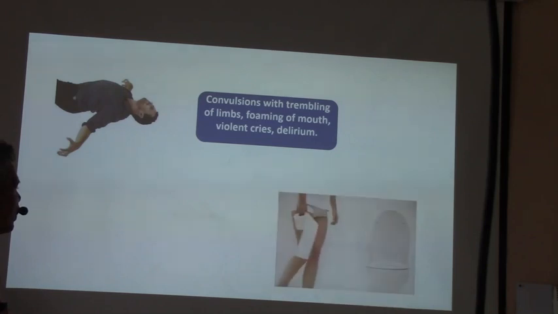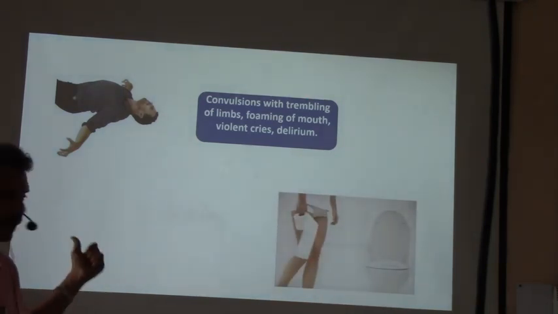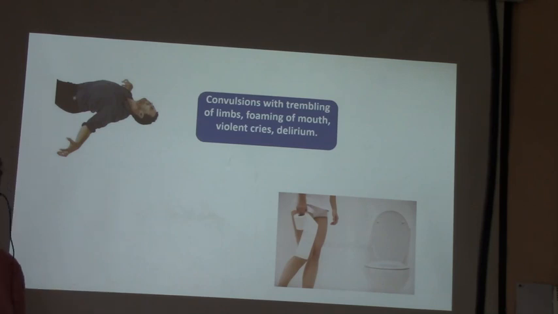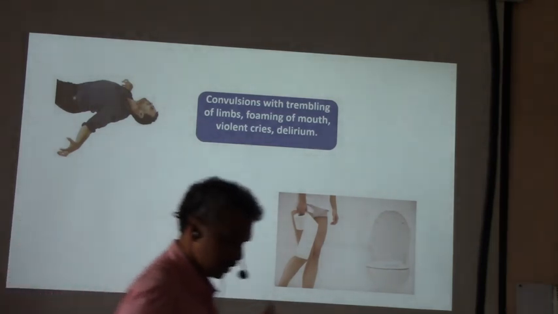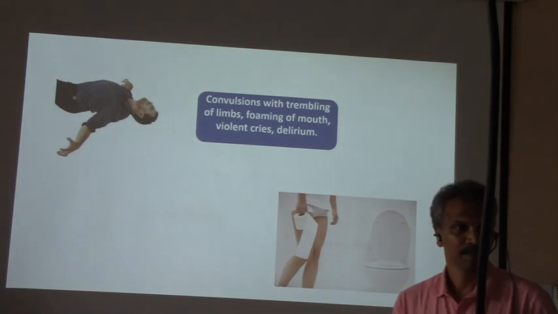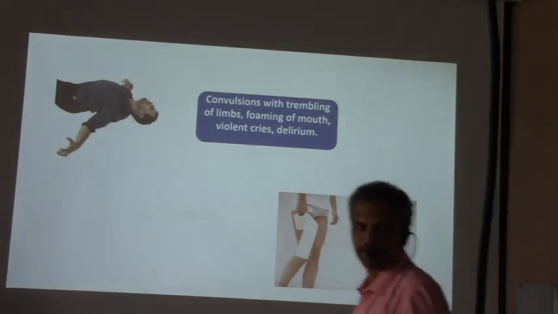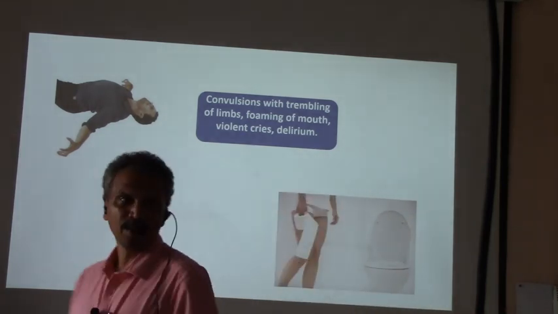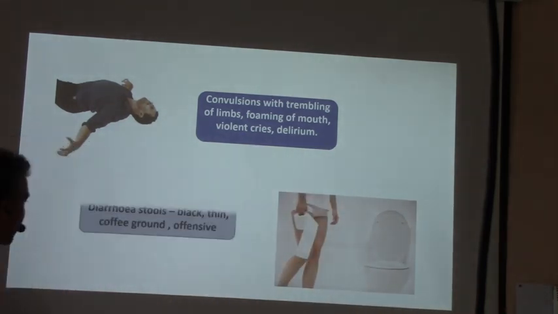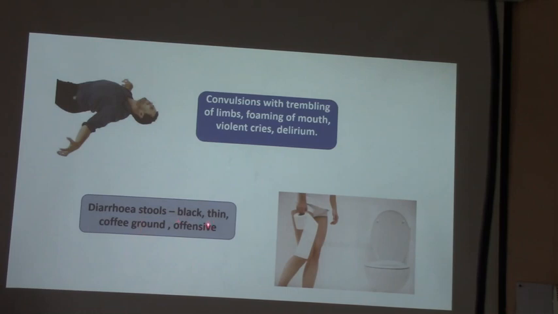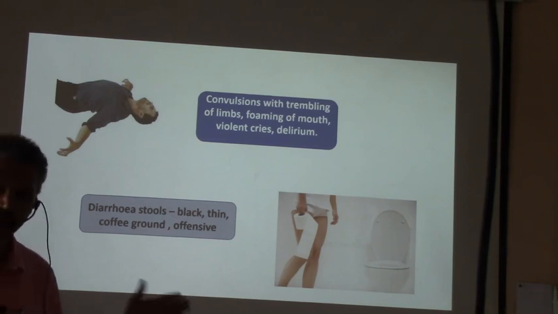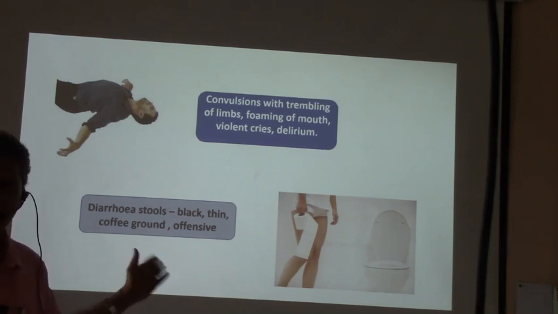Okay, so this is what the source books give under the heading convulsions in Crotalus horridus. Now, a symptom pertaining to the rectum. You will mainly see diarrhea, which is black, thin, coffee ground and offensive. This is the character of stools you will have in Crotalus horridus.